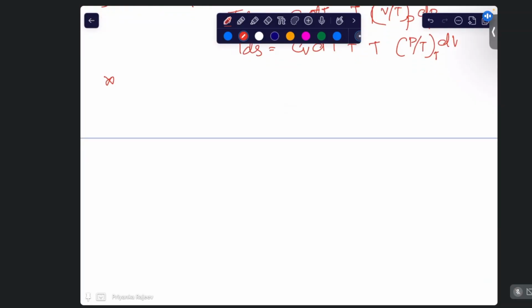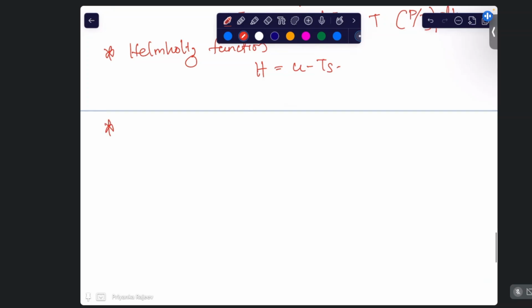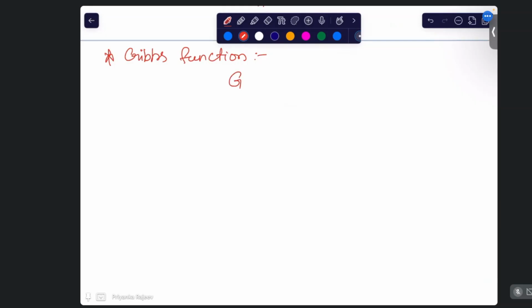Then Helmholtz function. F equals U minus Ts. Then there is a Gibbs function, which is a correlation between U minus Ts plus PV, equal to H minus Ts. Okay.